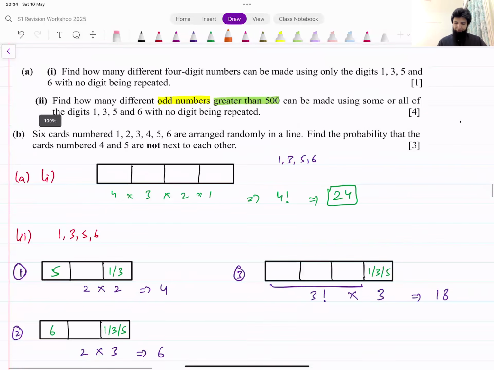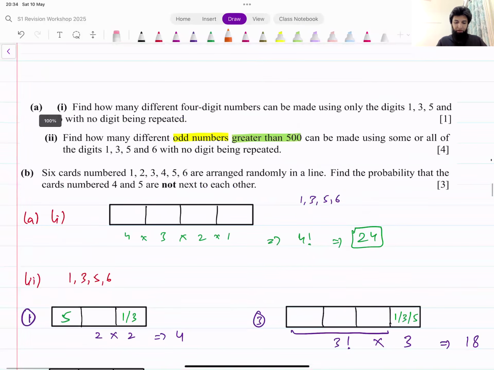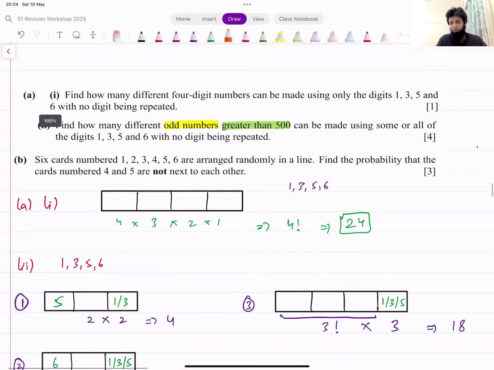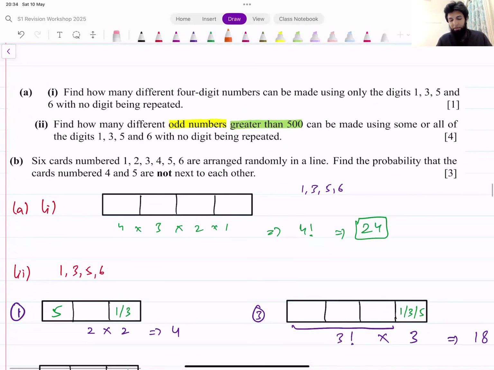Okay. So this is an example where you have to make multiple cases sometimes. So let's look at this example. It says, find how many different 4-digit numbers can be made using only the digits 1, 3, 5, and 6 with no digit being repeated. Now, the first part is fairly straightforward. That's just 4 factorial, that's 24.